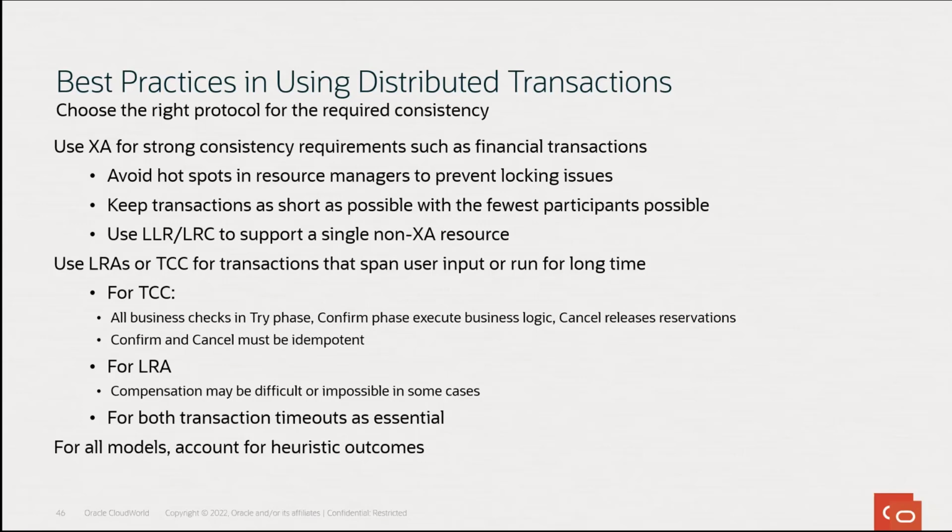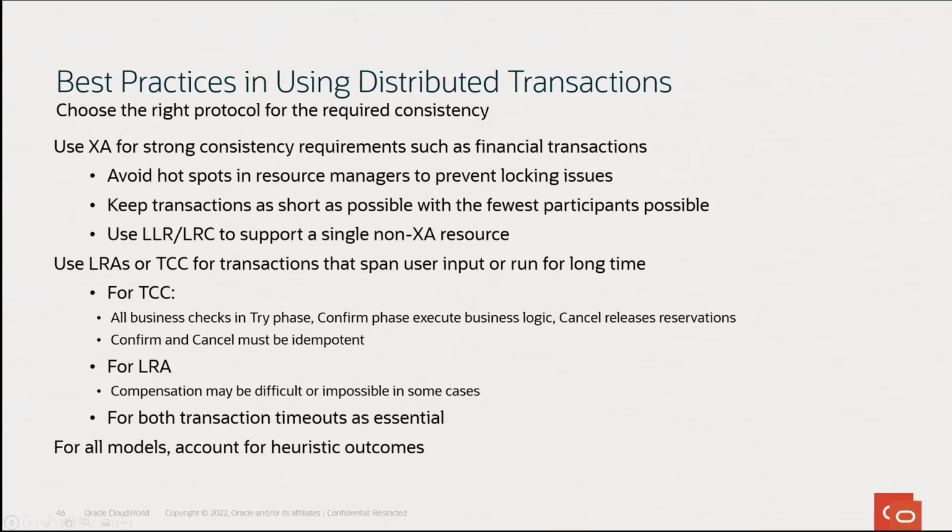Also for XA, you want to try to keep these as short as possible due to the locking and potential serialization issues. And as well, it's ideal to try to minimize the number of participants. You probably don't want an XA transaction with 10 participants. That's just not probably a very good use case. You can also, as I mentioned before, use last logging resource, or last resource committer. That's another optimization, and that allows you to support a single non-XA resource in your XA transaction. For long-running actions or TCC, these are things that are long-running or that maybe span user input.